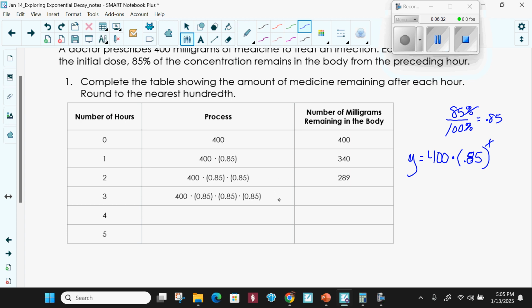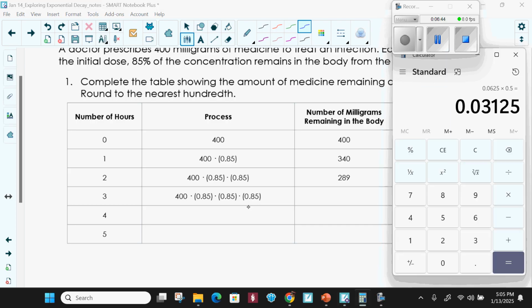Okay, so what we can do here, if you noticed, it says 0.85. You have two of them. It's multiplied by twice, multiplied by 3 times. So let's go into our calculator. We're going to take the 400. We're going to multiply by 0.85.